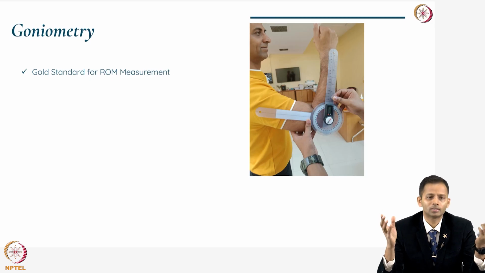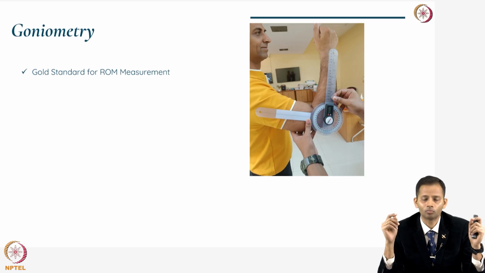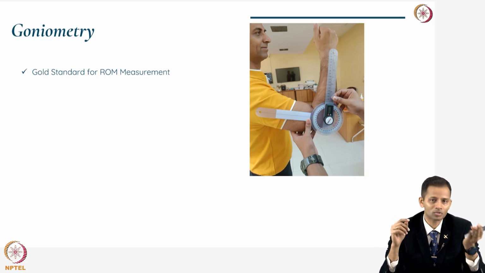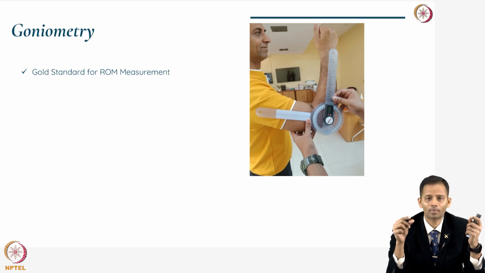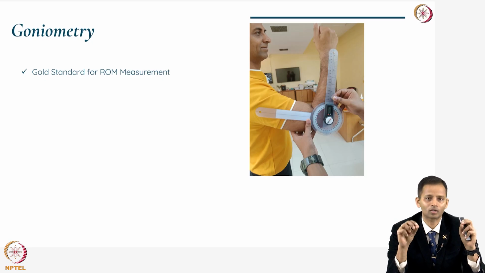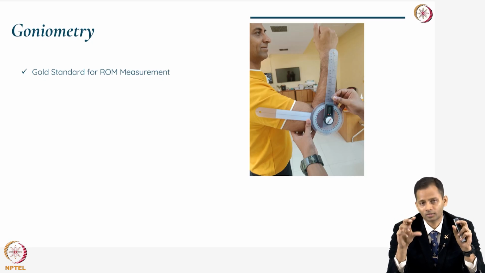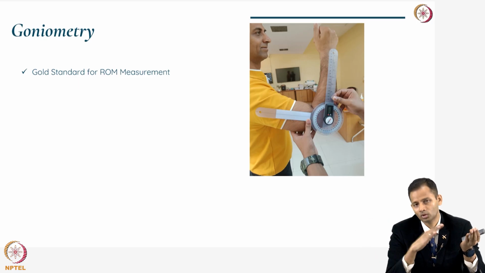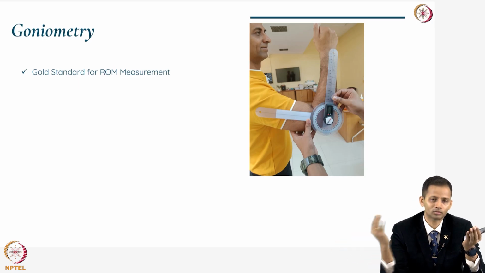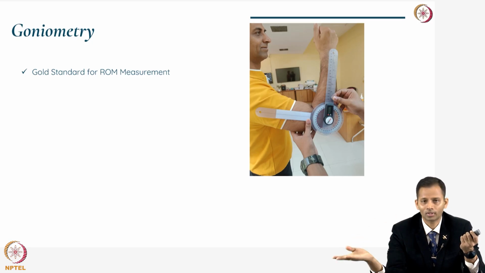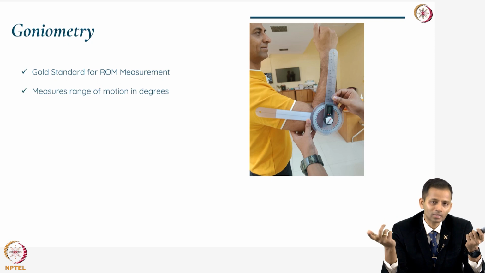So the goniometer is the gold standard for range of motion measurement. In this picture, you can see the goniometer has two arms. One is the stationary arm, the other one is the mobile arm, wherein one arm is fixed to the proximal segment of the joint where you are going to measure, and the center part of the goniometer is placed over the fixed anatomical bony landmark, so that it is fixed and the individual is made to move the distal segment. So that helps in measuring the extreme range of motion as you move the mobile arm along with the distal segment. So it is measured in degrees.